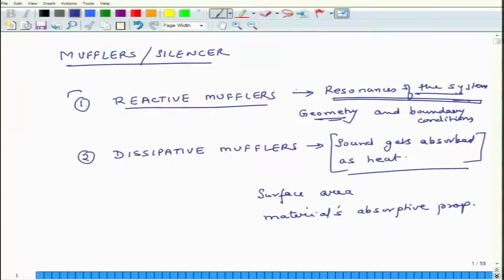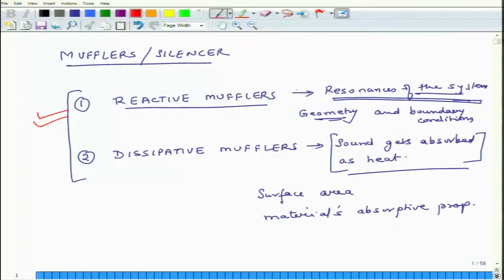What we will discuss this week is primarily different types of reactive mufflers. We will not discuss too much about dissipative mufflers, at least in this course, because of limited time available, but overall these are the two broad categories. Now, these mufflers have lots and lots of applications.